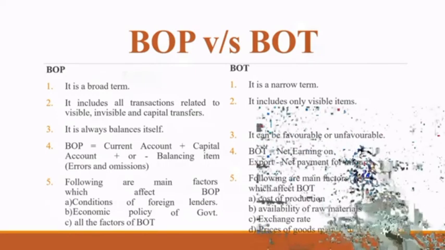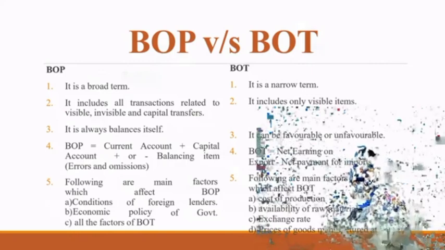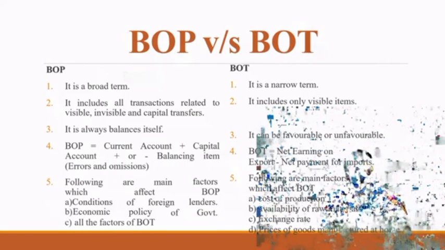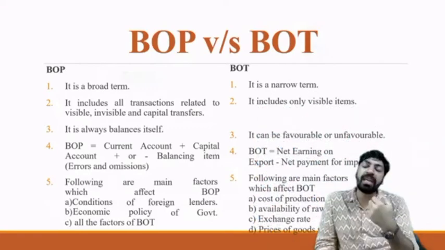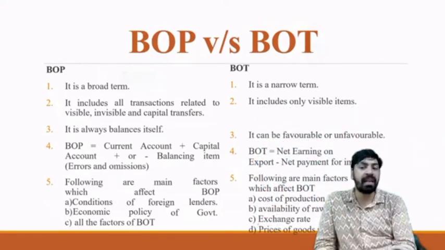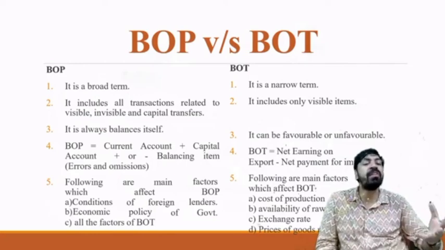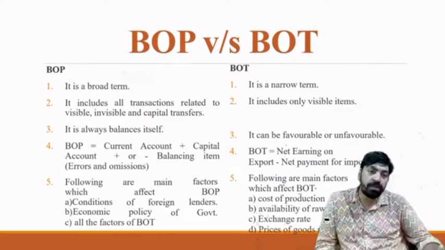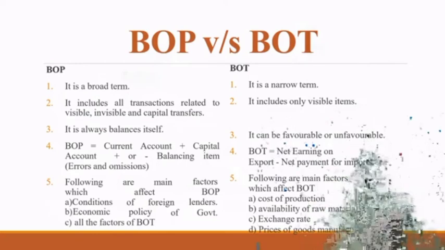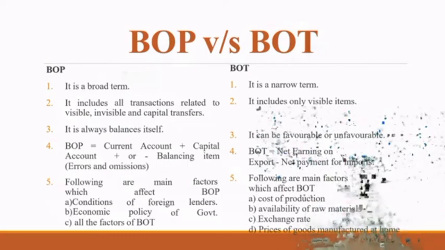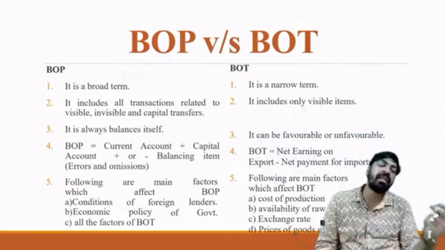That means it includes visible items only. So when we talk about the balance of payment, it always balances itself, which means the balance, the huge amount in terms of rupees, is always available. But when we talk about the balance of trade, it could be a positive sign or a negative sign.